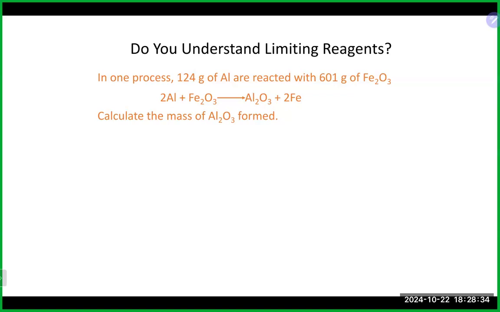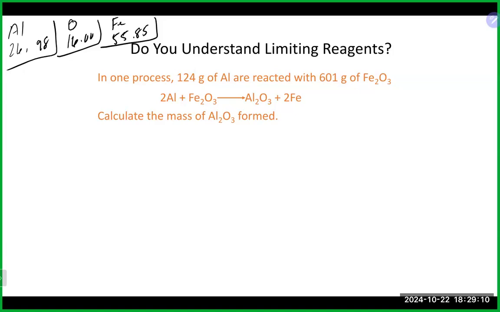So in a process here, we're going to take 124 grams of aluminum, and we're going to react it with 601 grams of iron(III) oxide. And we want to know how much aluminum oxide would be produced in this case. So we'll need some information here. So aluminum there, 26.98. We got oxygen at 16. We have our iron at 55.85, I think there.